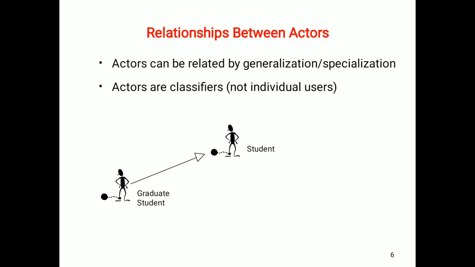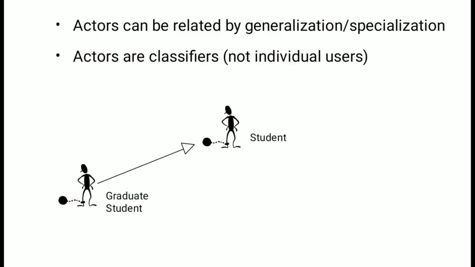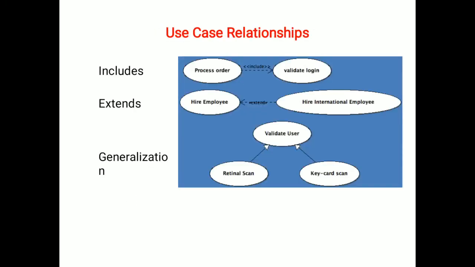If the arrowhead is here, graduate student is specific and student is general. So the arrowhead is pointing from the specific graduate student to the general student. This kind of relationship is called generalization. So generalization is possible between actors in a use case diagram. Now see, this is a very good diagram, showing the generalization and many more things.